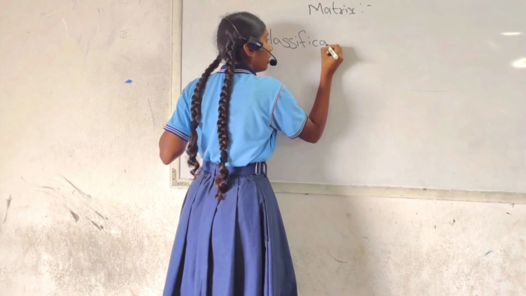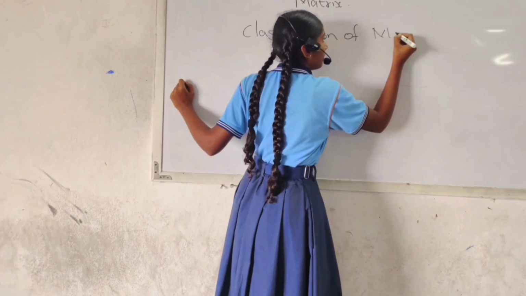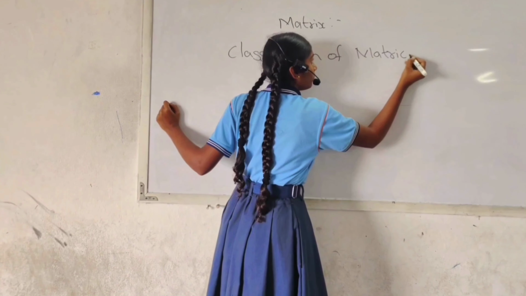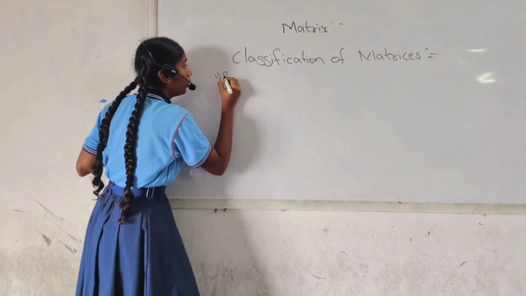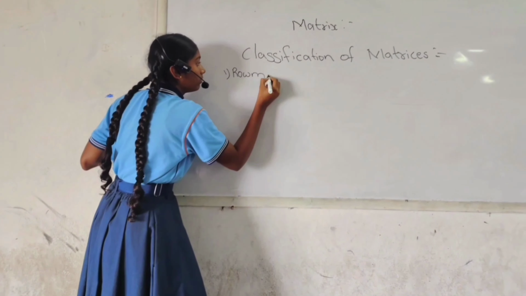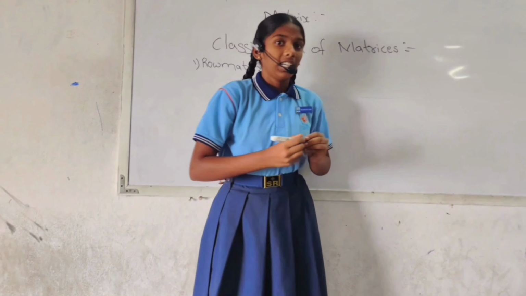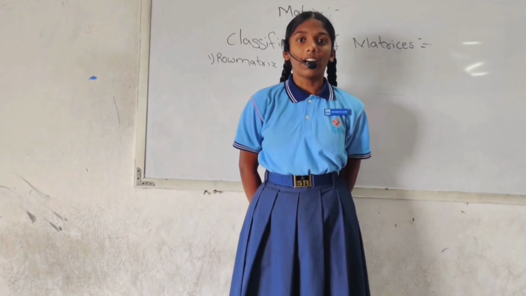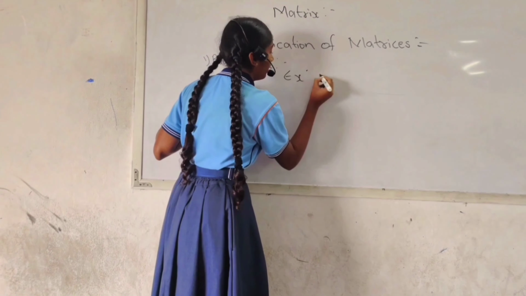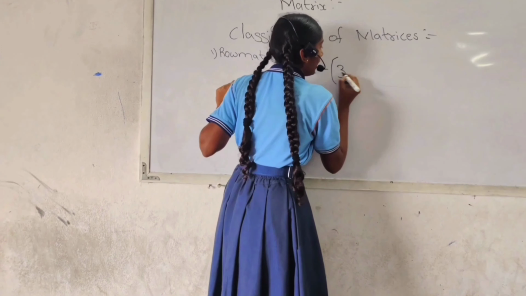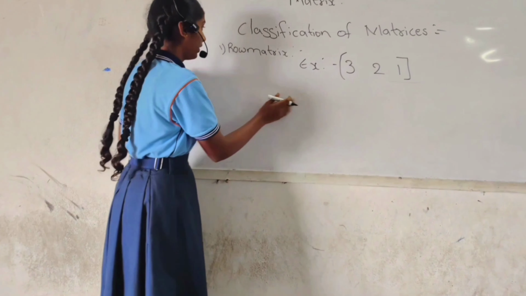Classification of matrices. First, row matrix. If a matrix contains only one row, then it is called a row matrix. Example: 3, 2, 1. This is an example of a row matrix.